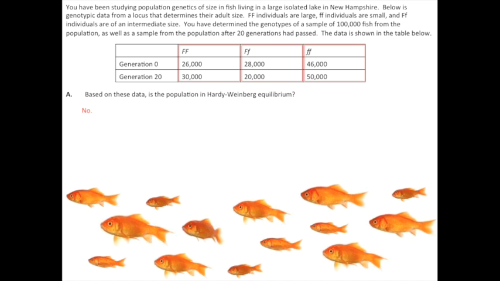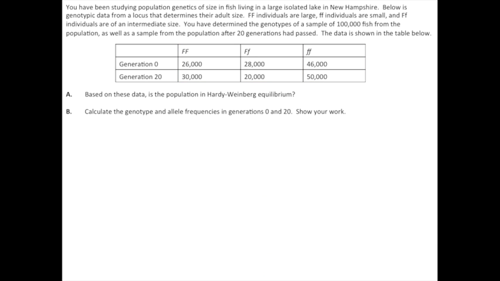Okay, so on to the next part of the question. Calculate the genotype and allele frequencies in generations 0 and 20. Let's start with generation 0. The frequency of the big F allele is equal to the total number of big F alleles divided by the total number of alleles. In other words, the number of big F alleles in big F homozygotes plus the number of big F alleles in heterozygotes divided by the total number of alleles, which is twice the total number of individuals. So we have 2 times 26,000 big F alleles in homozygotes, 28,000 big F alleles in heterozygotes, and 200,000 total alleles. 80,000 divided by 200,000, or a frequency of 0.4 for the big F allele.